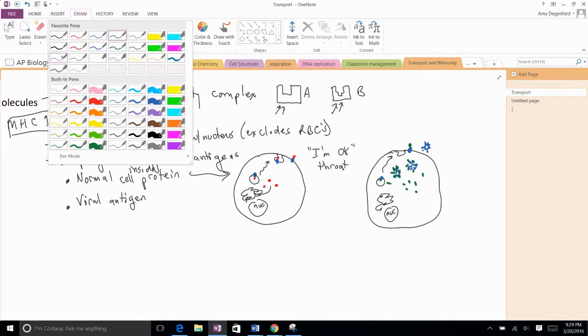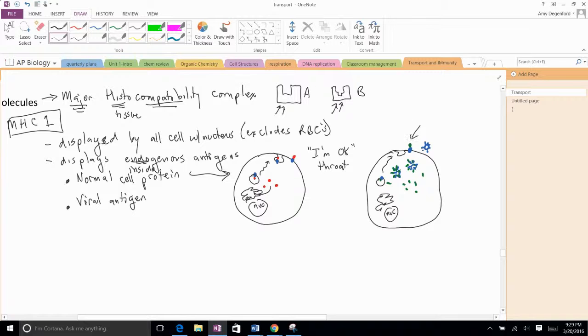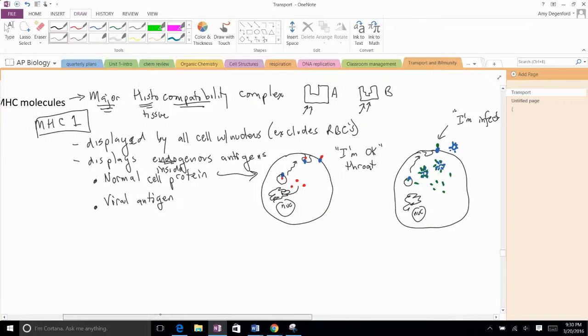In this way, the cell now declares the fact that I'm infected. And this now declares something that is hiding in the inside of the cell. It's now declaring that to the outside of the cell. And then the immune system can respond to that.